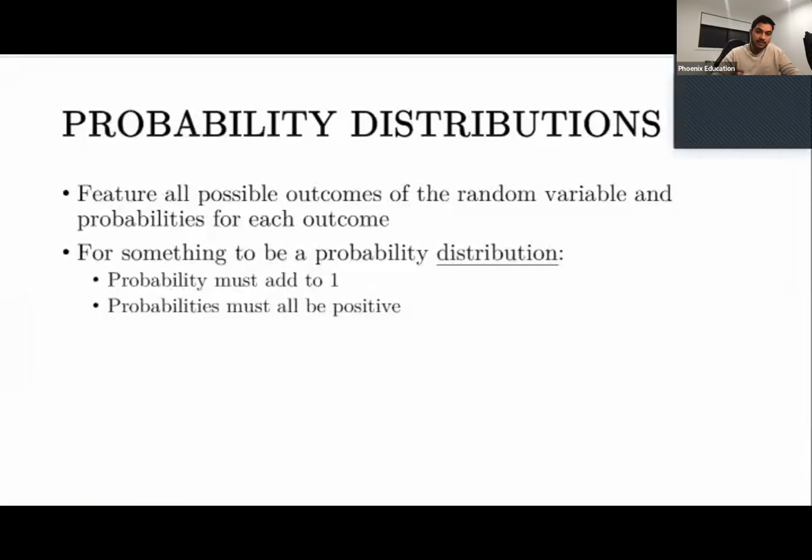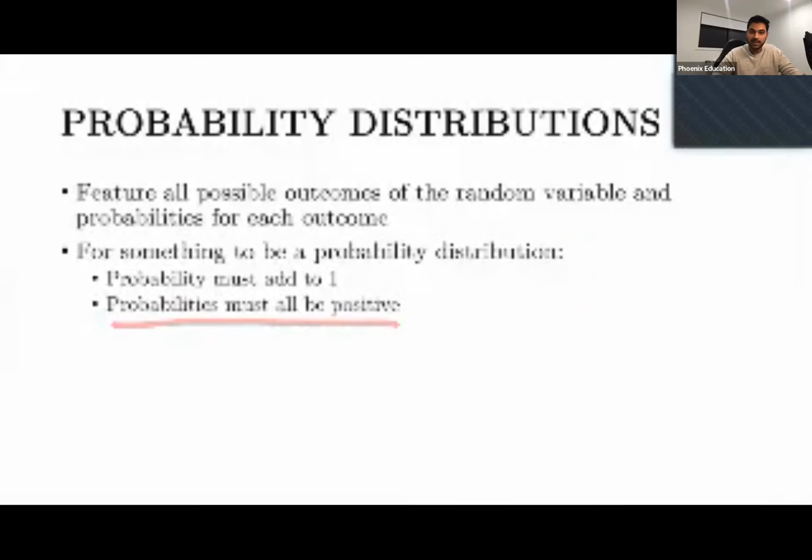Now, for something to be a probability distribution, the probabilities must add up to 1, and the probabilities must be positive.